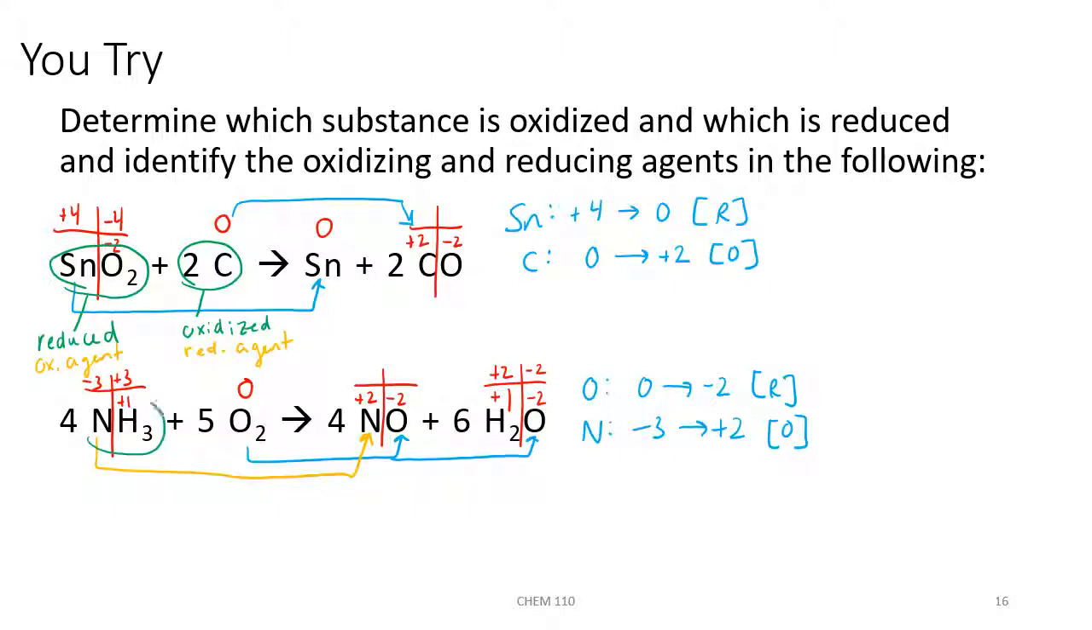Since our NH3 contains our nitrogen, which was oxidized, this whole substance, we say, was oxidized. The oxygen, we say, was reduced because we know it went down in oxidation number. Our oxidized substance is going to be our reducing agent, and our reduced substance is going to be our oxidizing agent.